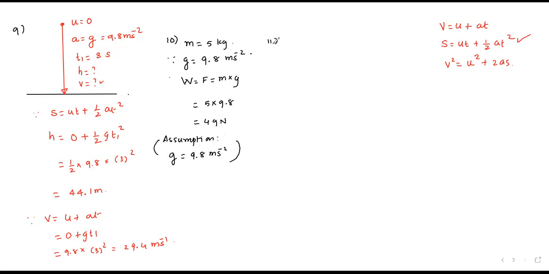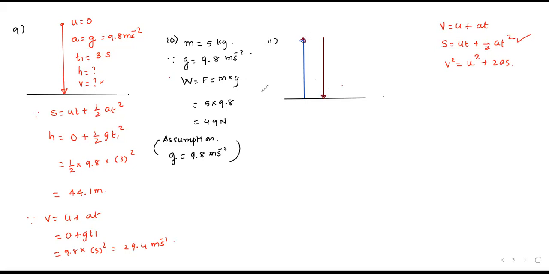Now check the 11th. What is given in 11th? Now what he is saying, this is the platform. Now from this platform, body is thrown vertically upwards. This is the way body is thrown initially. It goes to maximum height. And in second case, it returns back to ground. There are two cases in this. In the first case, ball is thrown against gravity.